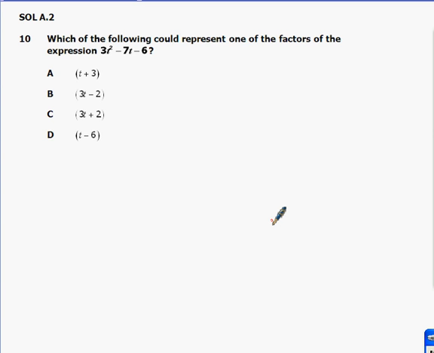All right, today we are going to answer problem number 12, which asks you which of the following could represent one of the factors of this expression, 3t squared minus 7t minus 6. In other words, we need to factor this polynomial.